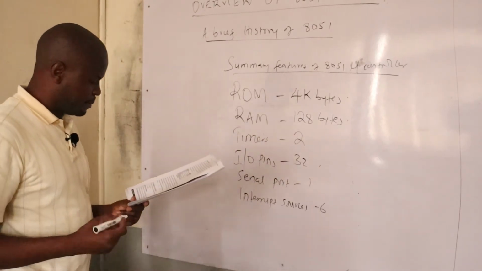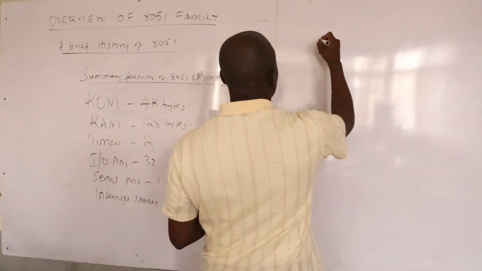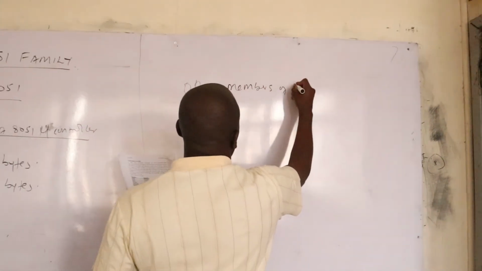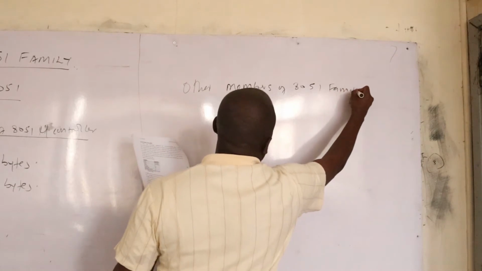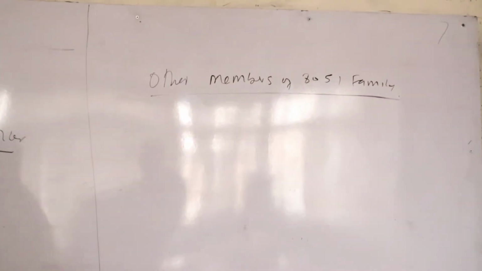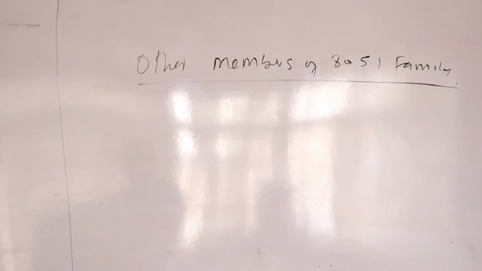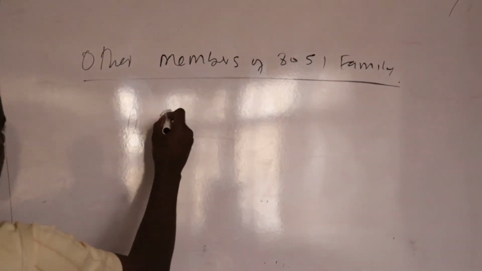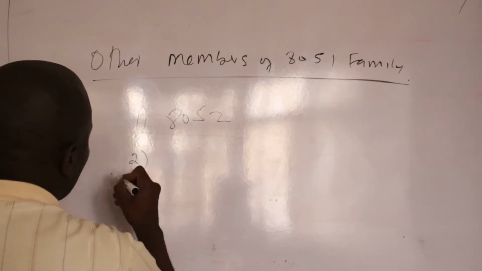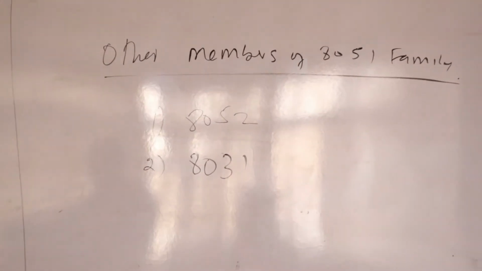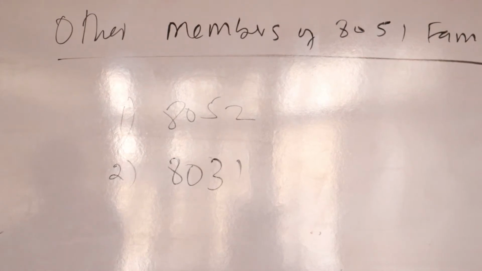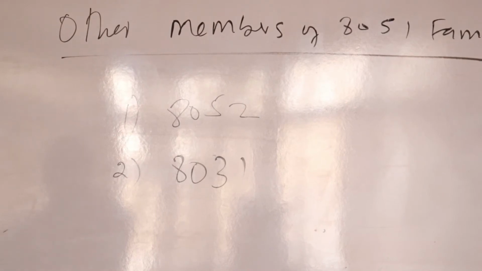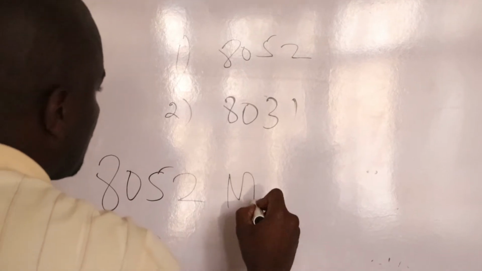So we can look at other members of the 8051 family. Majorly, we have the original 8051, which is what we have been talking about, and then other members: the 8052 and the 8031. We are going to look at the features of the 8052 as well as the 8031. We are going to start by looking at the 8052 microcontroller.